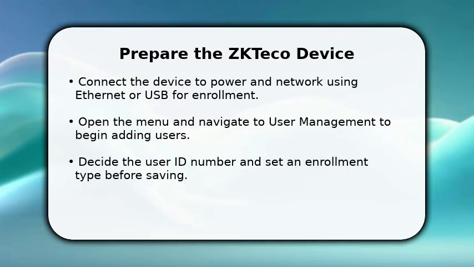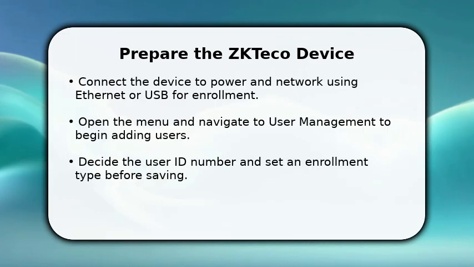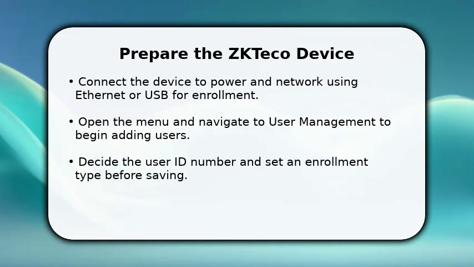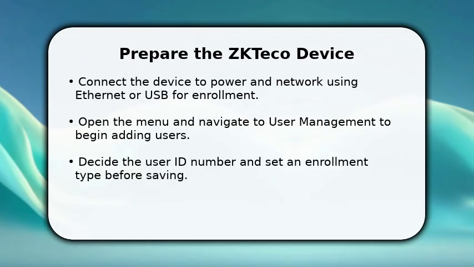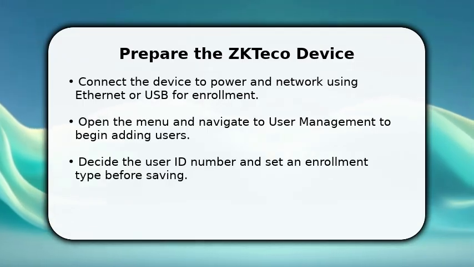Next, press Menu and enter User Management to begin adding users. Verify you have an available user ID number and a clear username ready. Choose the enrollment type such as fingerprint, card, password, or face before enrolling. Confirm the administrator password if prompted.